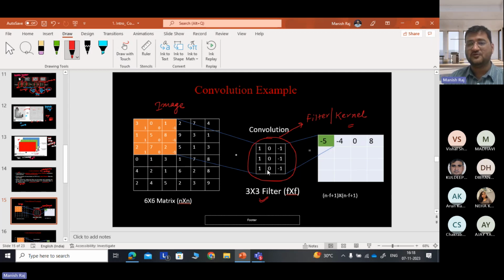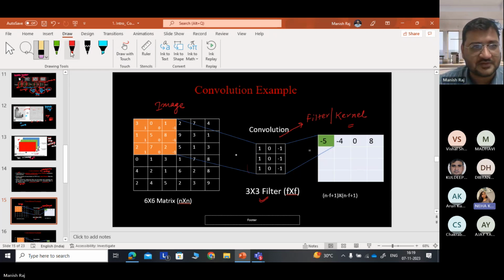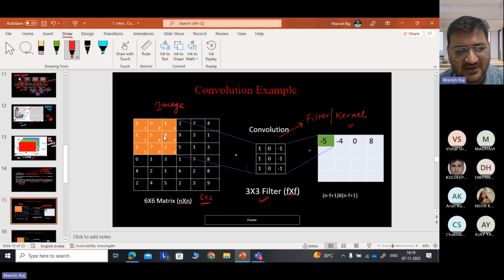So first I have told you, if you have this filter, you will put this filter here, just overlap. Then you will multiply this thing. This is a 6x6 matrix. That is not an RGB image. No, this is just an example of convolution, just a grid type of structure I am taking.